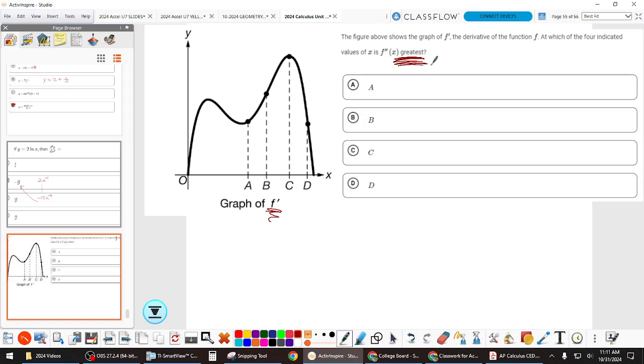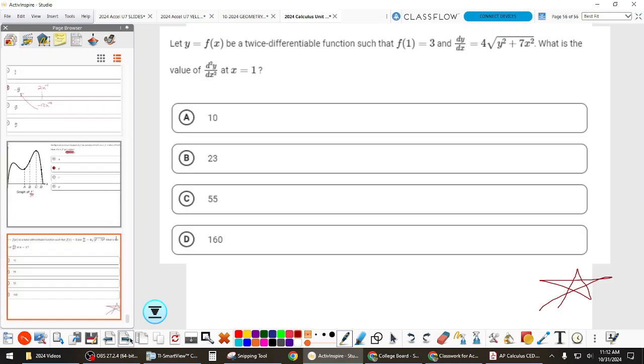Well, if it wanted the greatest in general, it would probably say something else. Like Aiden said, if this was an in-context problem about acceleration, how would it word that? When is the velocity changing the most or something? Yeah. Okay. Then that would leave it open for negative or positive. Okay. Good job on that. These are good to do.